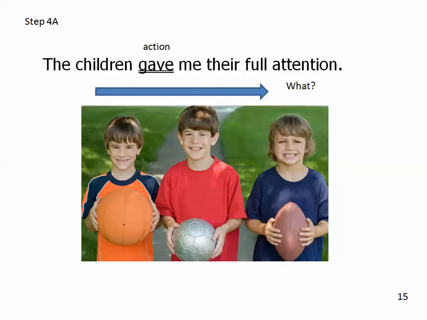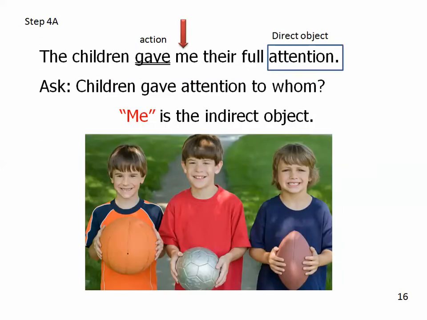Since the verb is an action verb, look for a direct object. Say the subject, children. Say the verb, gave, and then ask what. Children gave what? The answer is attention. Attention is the direct object. Since the sentence has a direct object, you should look for an indirect object. The sentence may or may not have one, but you should look.